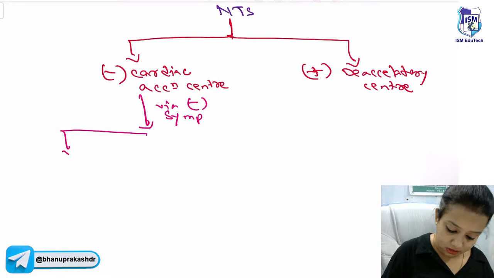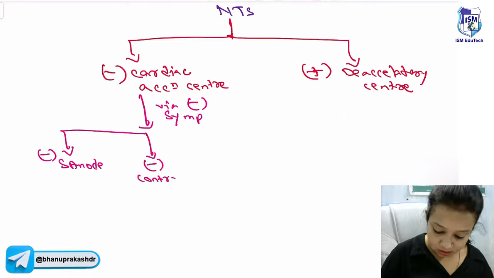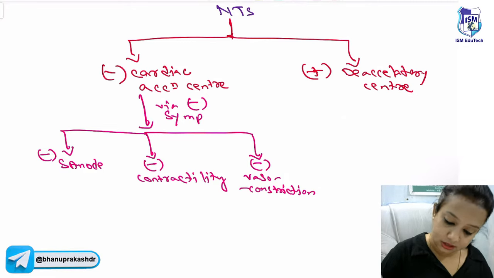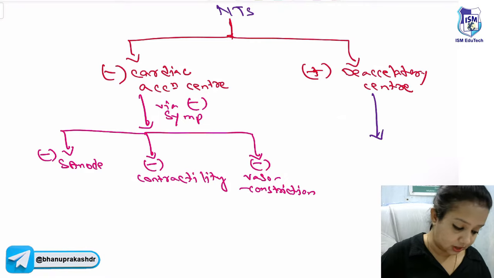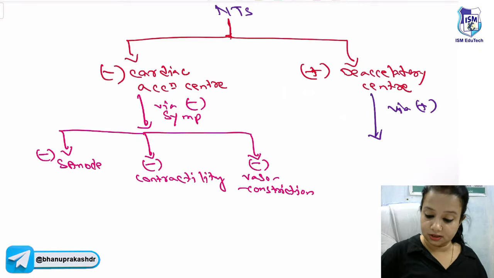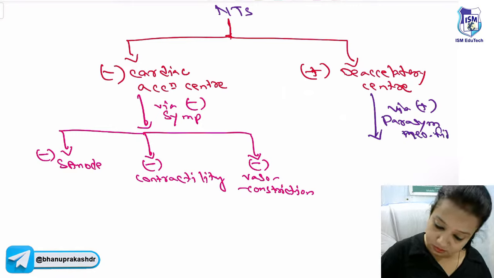Now this cardiac accelerator center, which is inhibited, that is via inhibiting the sympathetic nerve fibers, it will inhibit the SA node, it will inhibit contractility, and it will inhibit vasoconstriction. And the decelerator center, that is via stimulating the parasympathetic nerve fibers.